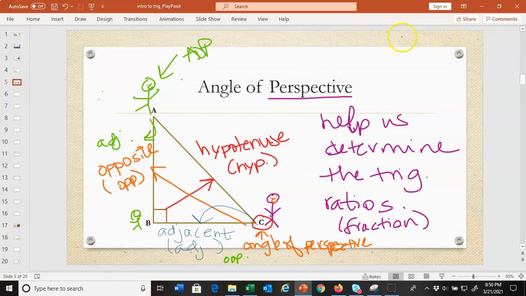That's super important. The 90-degree angle can never be the AOP, the angle of perspective. And that's simply because that side already has a label, already called the hypotenuse, so we can't change it to opposite. It's just not allowed. So the angle of perspective is going to determine the trig ratios. So it's important that we label the sides properly. And you can choose either of the other two angles, depending on what the problem gives you. So I'll show you some examples.